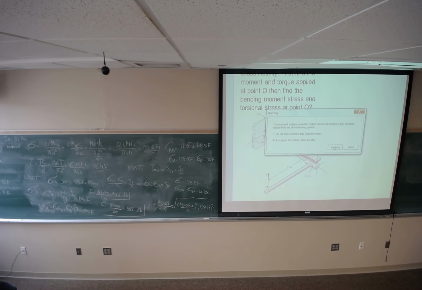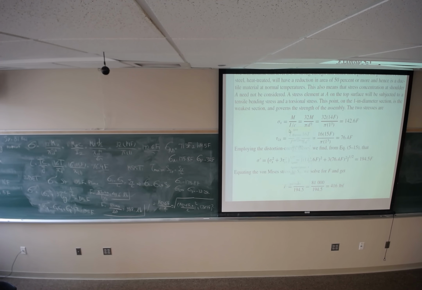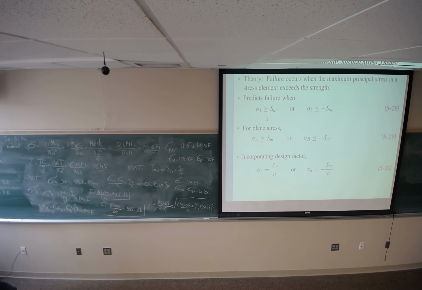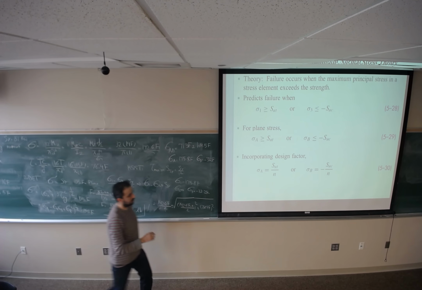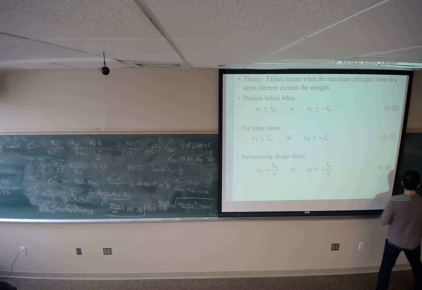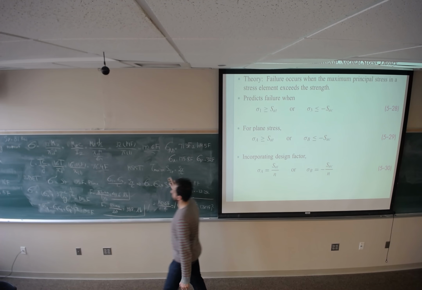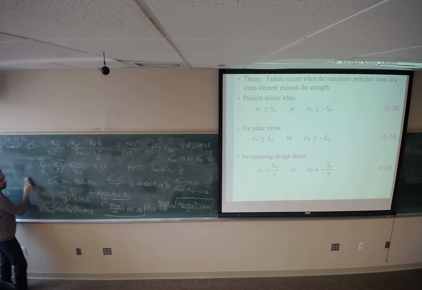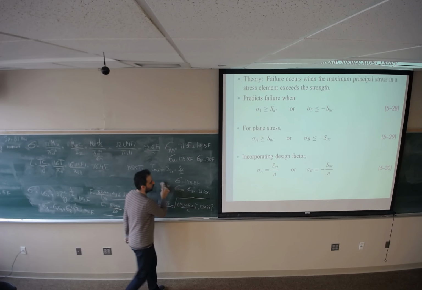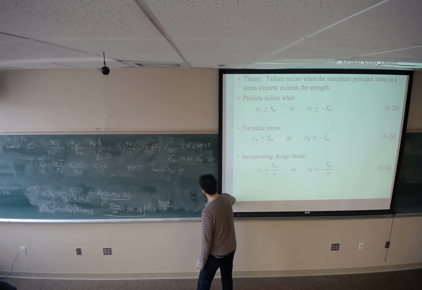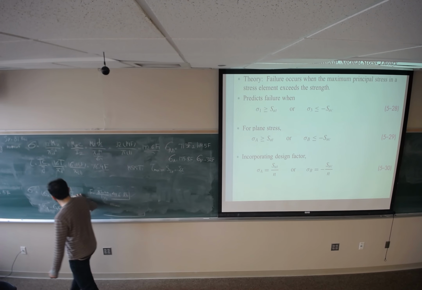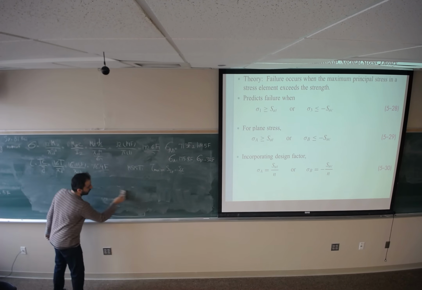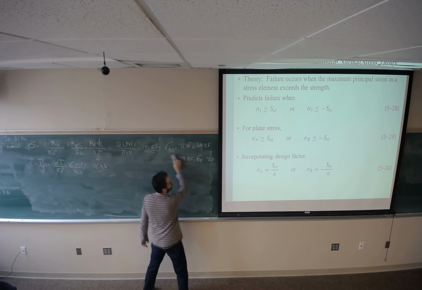All right, let's look at brittle material. If we have brittle material, there are three theories. The first one is the maximum normal stress theory. We don't use that theory because it doesn't support the experimental data. We just introduced that.